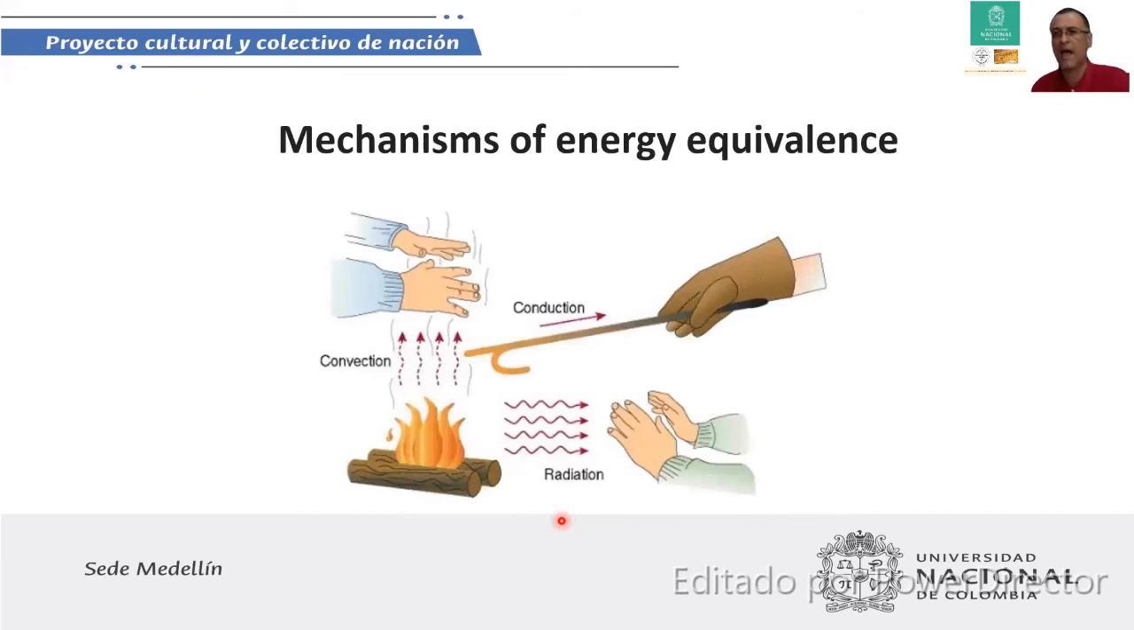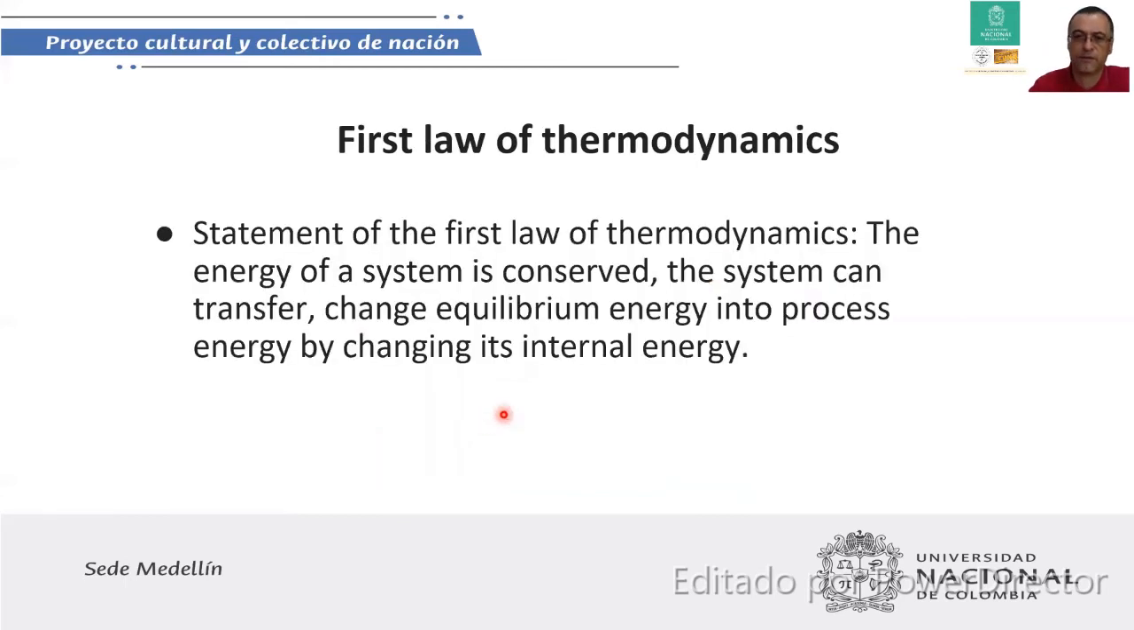Okay. What is the mechanism of the energy transference, or heat transference? There exist at least three different mechanisms: conduction, convection, and radiation. Conduction is the flow of energy because of contact between the particles. Convection is a transference of heat using a special kind of fluid, air or liquids. And radiation is a transference of heat by electromagnetic transference.